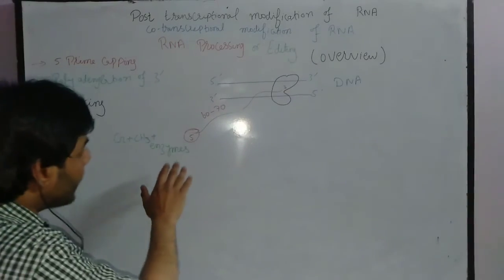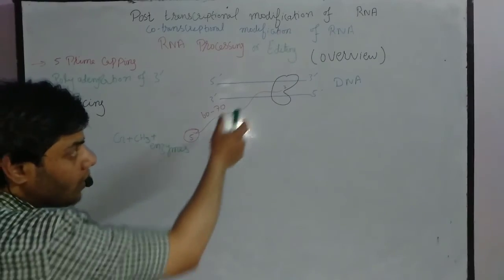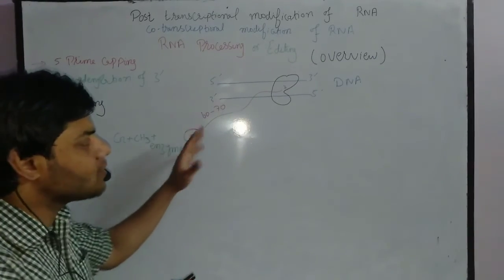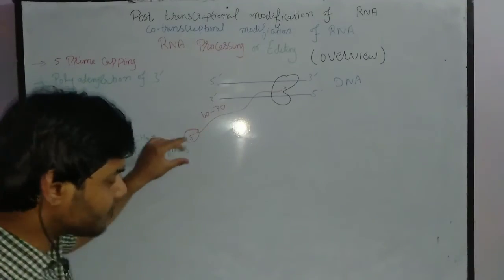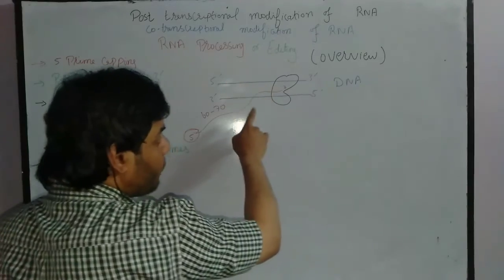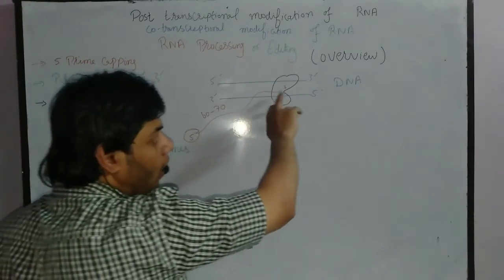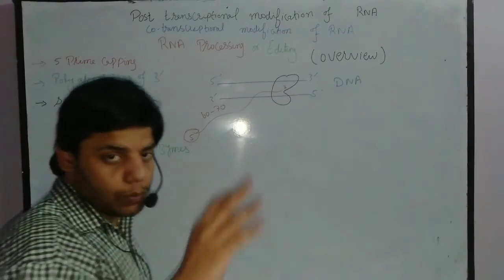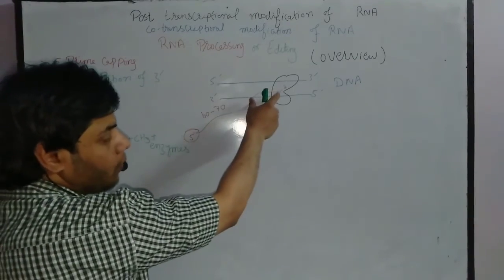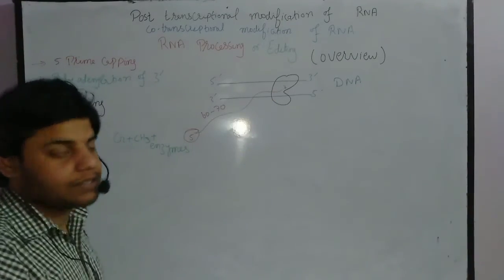Okay, now this 5' capping mainly occurs after the 60 to 70 nucleotide addition. Why? Because the 5' area is already free. Once the 5' area is free, capping will occur. After that, the 3' area should be modified. It is not modified directly; it should be free from the DNA strand.